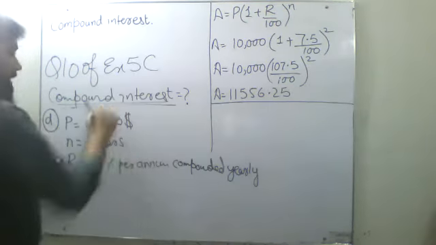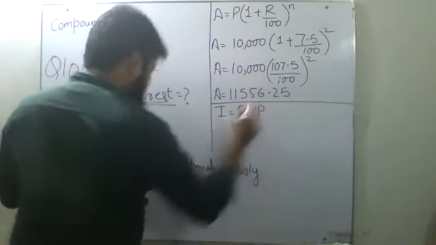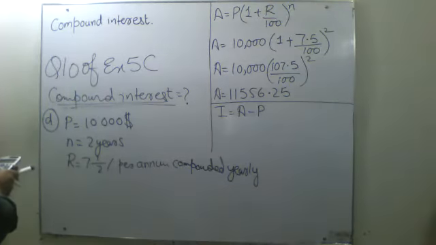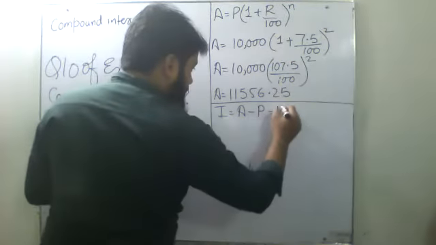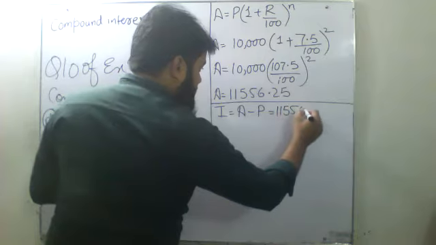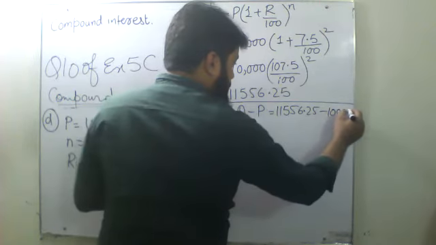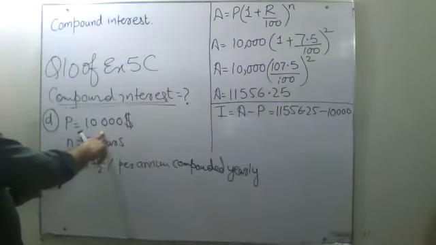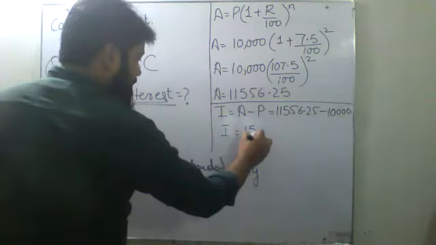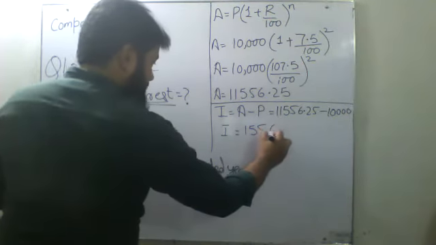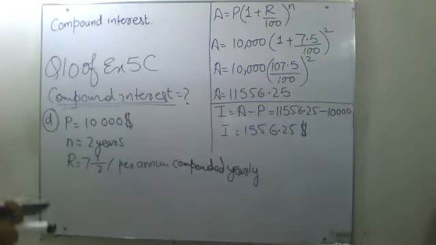But I have to find the compound interest. So I equals A minus P. So when I subtract it, the final answer will be 11556.25 minus 10000, your principal amount. Okay, so when I subtract it, my final answer will be 1556.25. Okay.